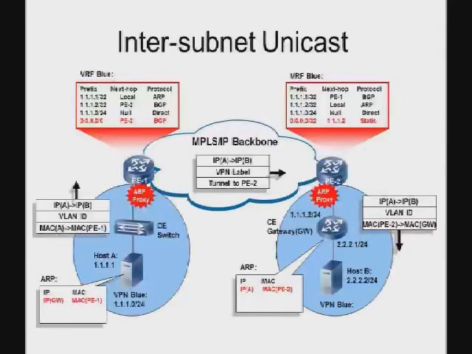This is an example of an inter-subnet unicast. Here, a gateway is connected to PE2. Now, host A wants to access host B, which is located in a different subnet. A will send a packet to PE1 with the destination MAC address of PE1's MAC address.